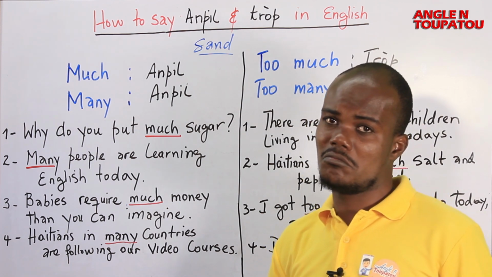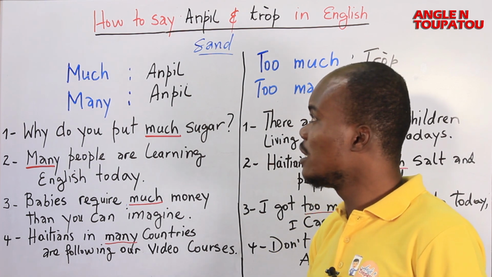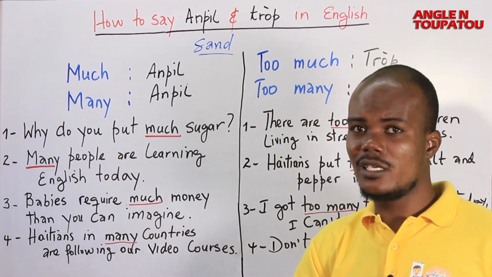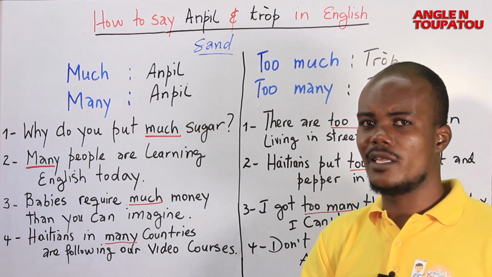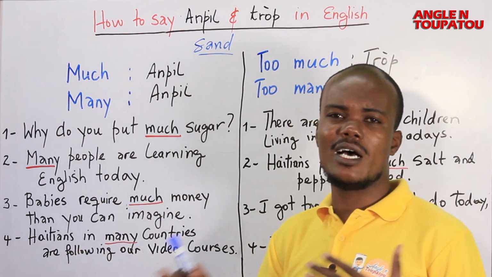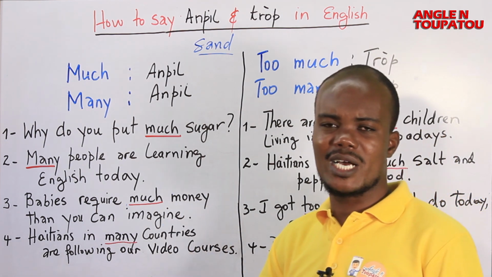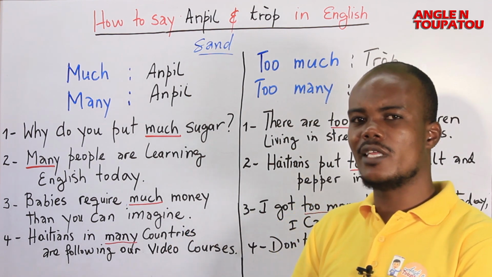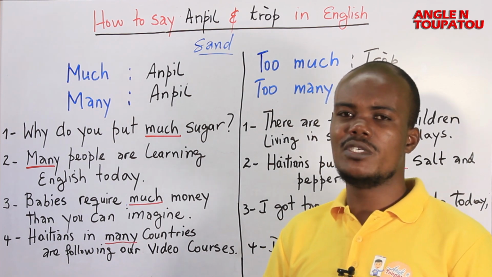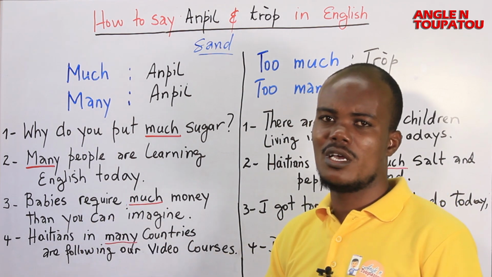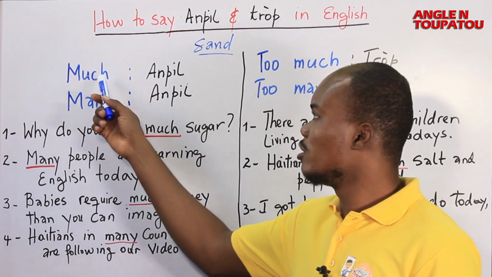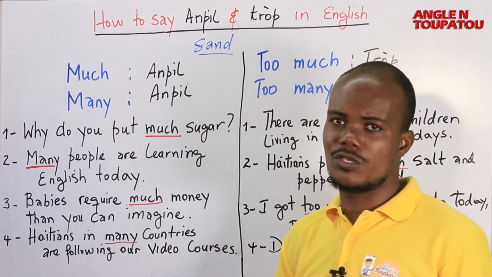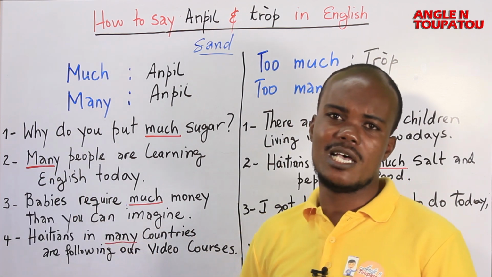Anpil diri. Ok. If I say anpil diri, how do I choose between much or many? It depends on things that I'm going to use, if they are countable things or uncountable things. Things that you can count. Anpil bisiklet. Many bicycles. Anpil diri, much rice. Good. I have some examples to make you clear.